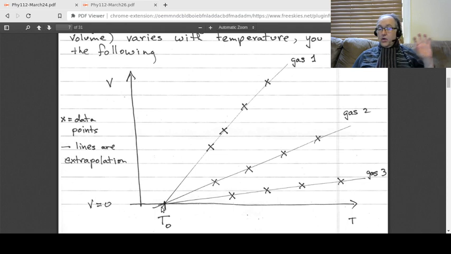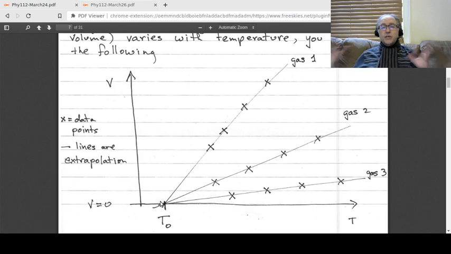Okay, again, the real gas can't get there, so the data points can't go all the way down to 0 volume, but they point towards 0 volume because of this extrapolation, and it gets to this temperature that I'm calling in this graph T naught. Okay, then I've got gas 2, and I do the same experiment, and I've got one data point, another, and I extrapolate down, and ta-da, it gets to this T naught. It actually points to the same one. And gas 3 also points to the same one.